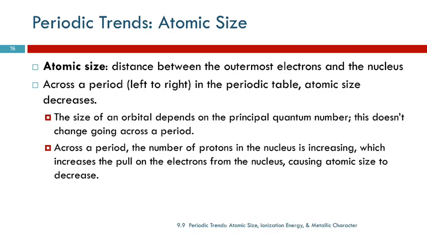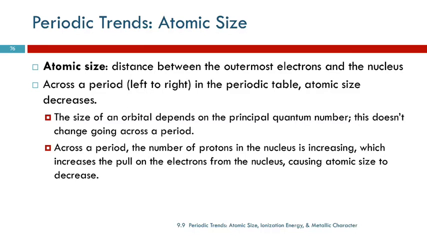Sodium has 11 electrons and 11 protons. Argon has 18 electrons and 18 protons. We would expect argon to be bigger, wouldn't we? But it isn't. It's smaller. And knowing about electron configurations can help us to understand that.